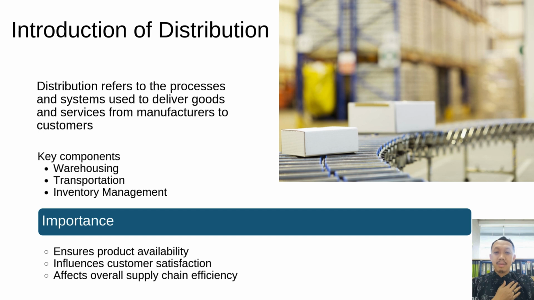Slide 3. Distribution refers to the processes and systems used to deliver goods and services from manufacturers to customers. The important things in distribution of goods, we inform like below: ensures product availability, influences customer satisfaction, affects overall supply chain efficiency. Key components in distribution of goods are as follows. Warehousing. It is how to store goods in a room or area. Transportation. What kind of transportation is used, by air, highway, or sea? Inventory management. How to manage incoming, picking, controlling, etc.